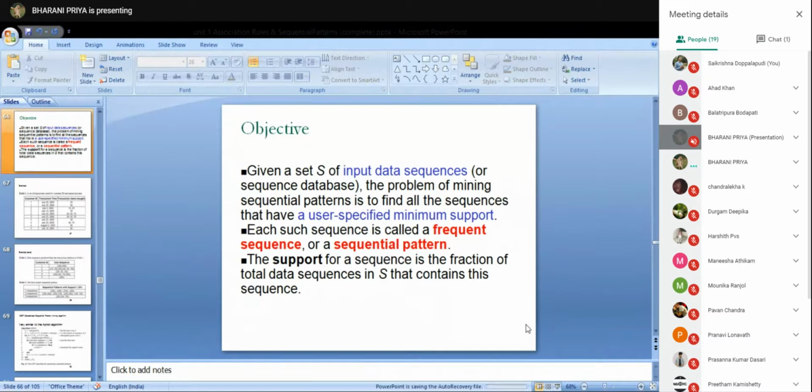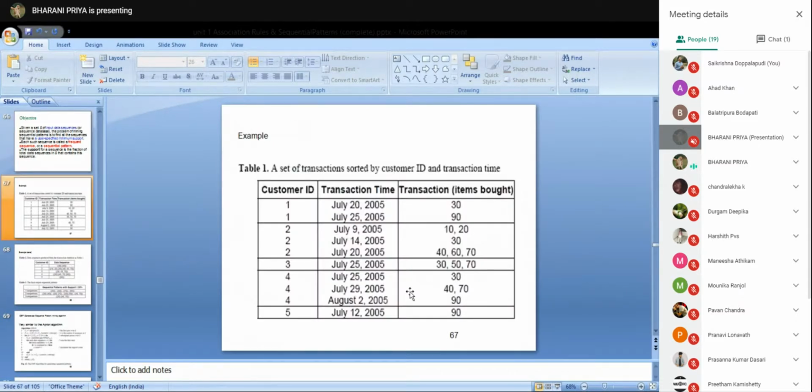So our objective is to find the rules. Given a set of input data sequences, the problem of mining sequential patterns is to find all the sequences that have user specified minimum support. Each such sequence is called a frequent sequence or sequential pattern. The support of a sequence is the fraction of total data sequences in S that contain this sequence. Let us see everything with an example.